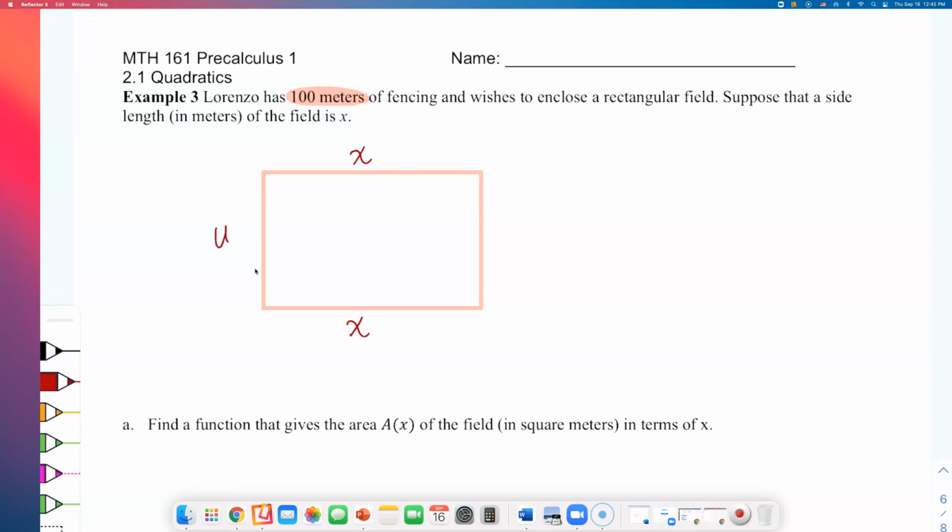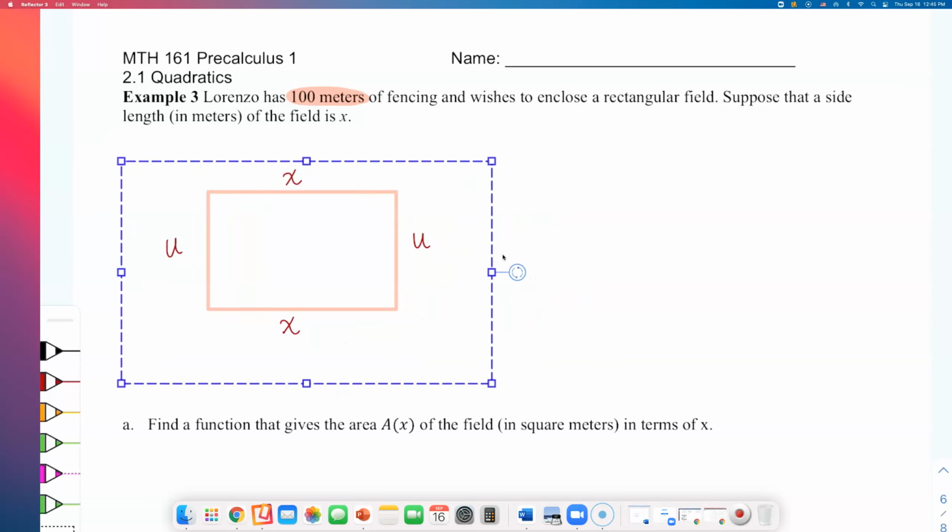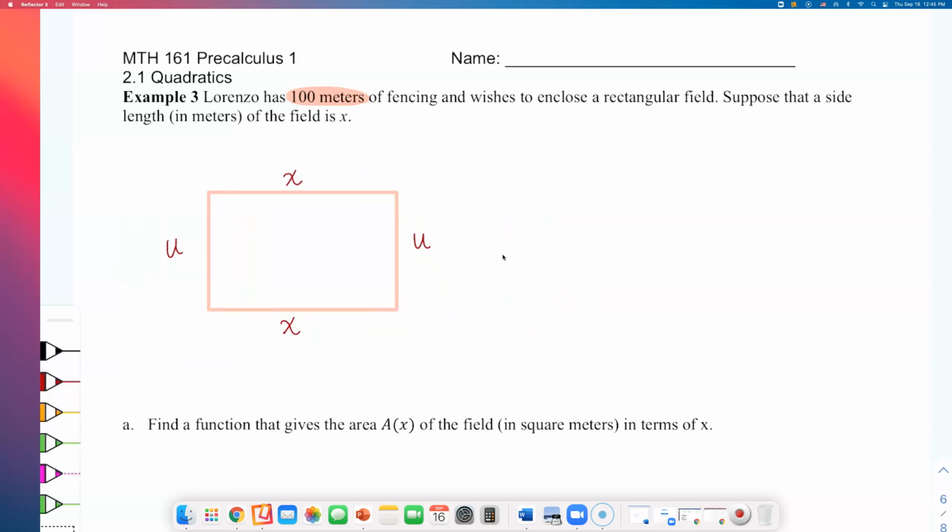u for unknown? I just picked a random variable, u for unknown, okay? So I have two sides that are x meters long. The other two sides must be u meters long, okay? But we really don't need an additional variable in a math problem. So my goal is I want to rewrite this so that u is out of the picture and I only have x as my main variable, okay?